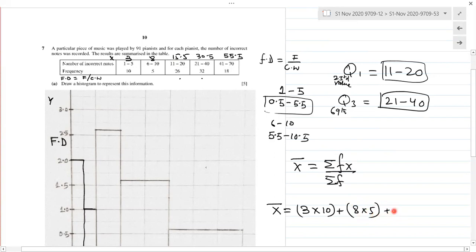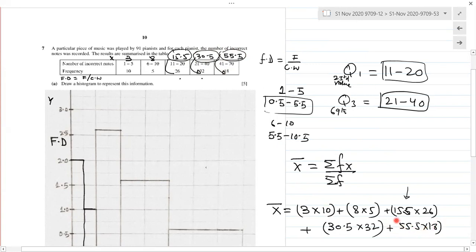And then I have plus 15.5 multiplied by 26, plus 30.5 multiplied by 32. So I've just done this 15.5 multiplied by 26, and then I've moved on to 30.5 multiplied by its frequency, that's 32. Then I'll do plus 55.5 multiplied by its frequency, that's 18.